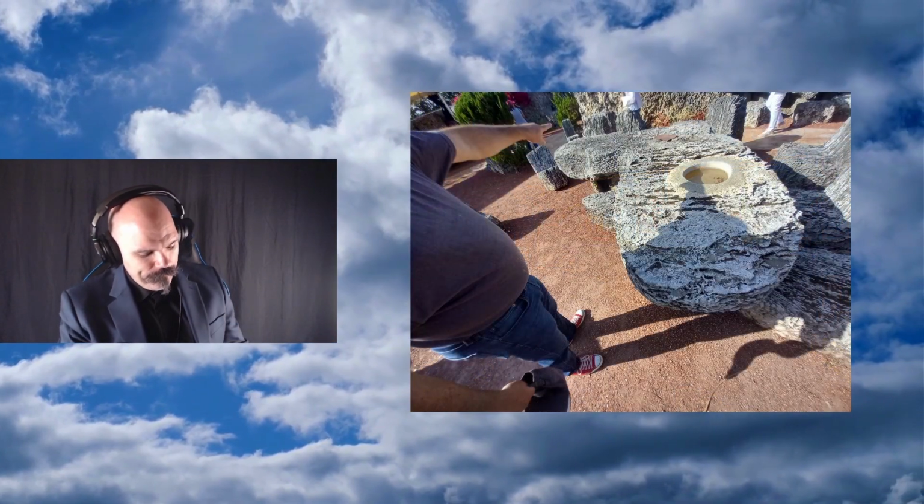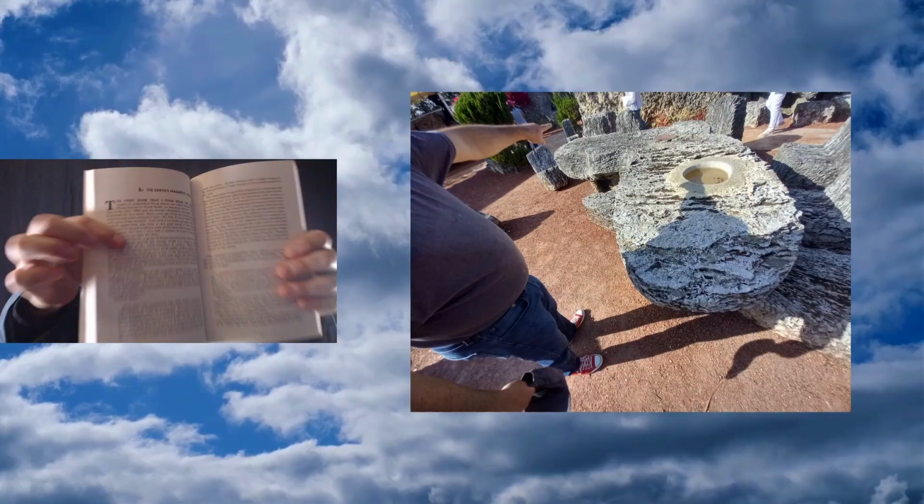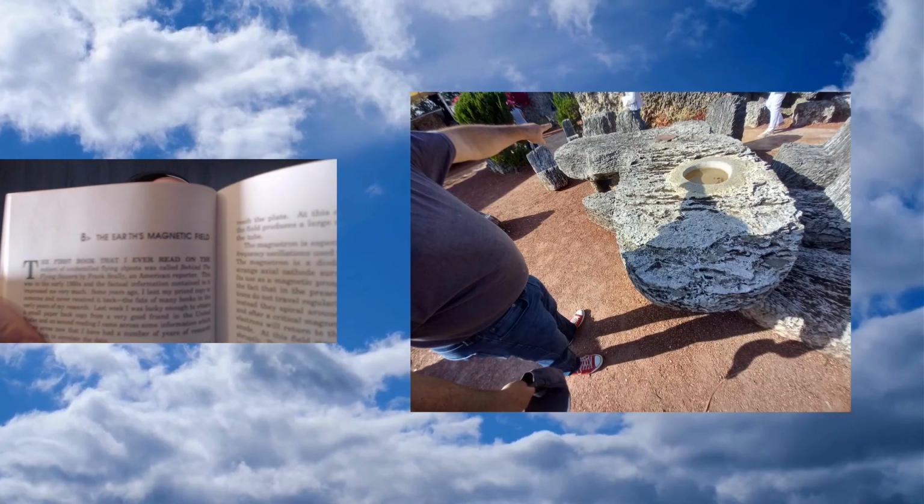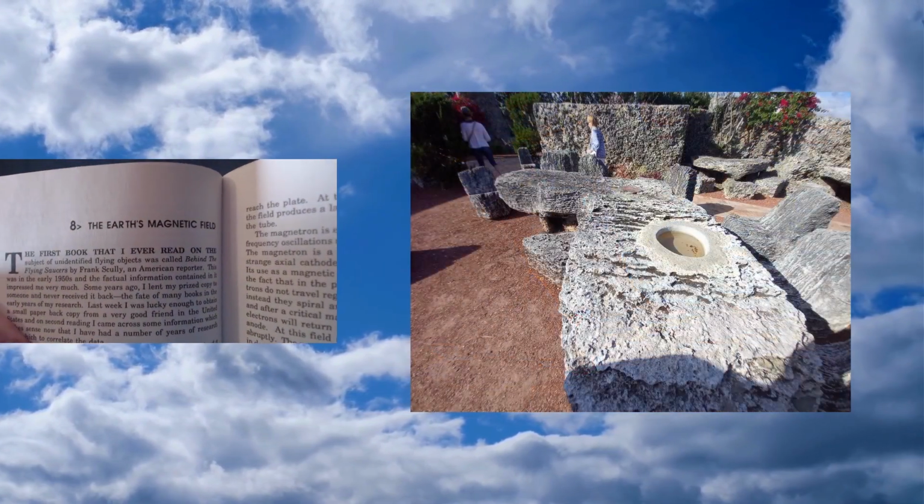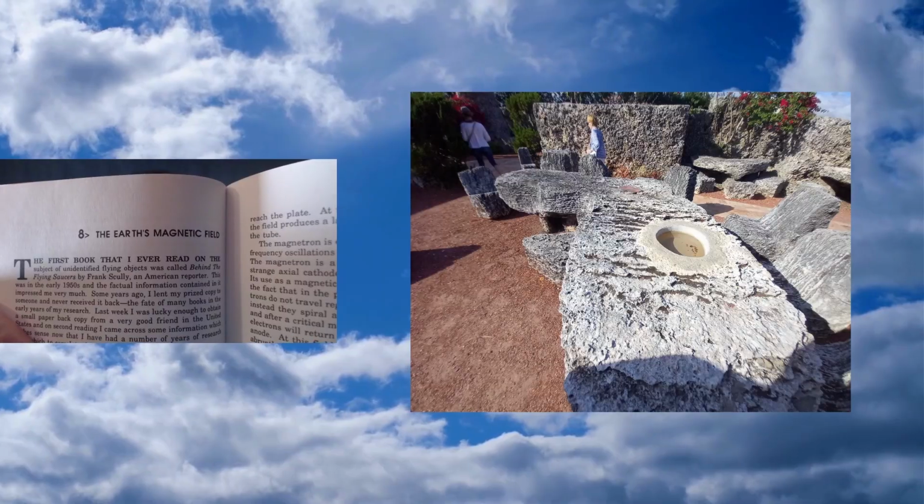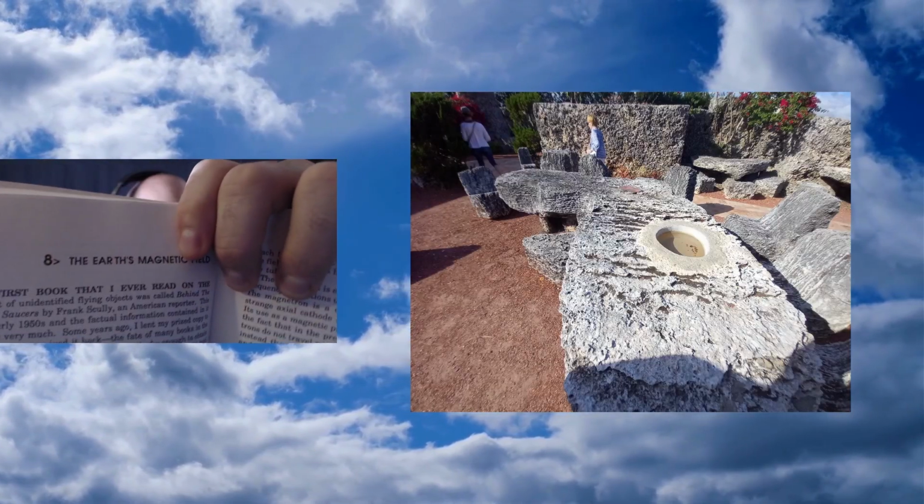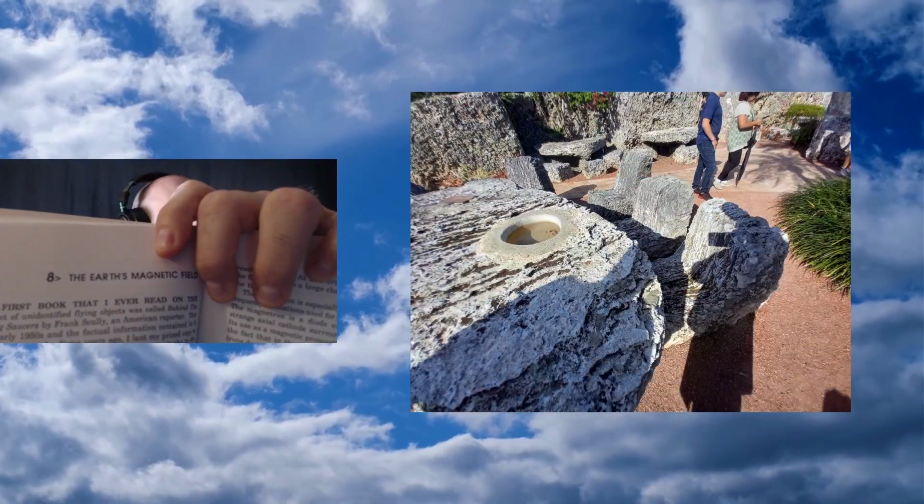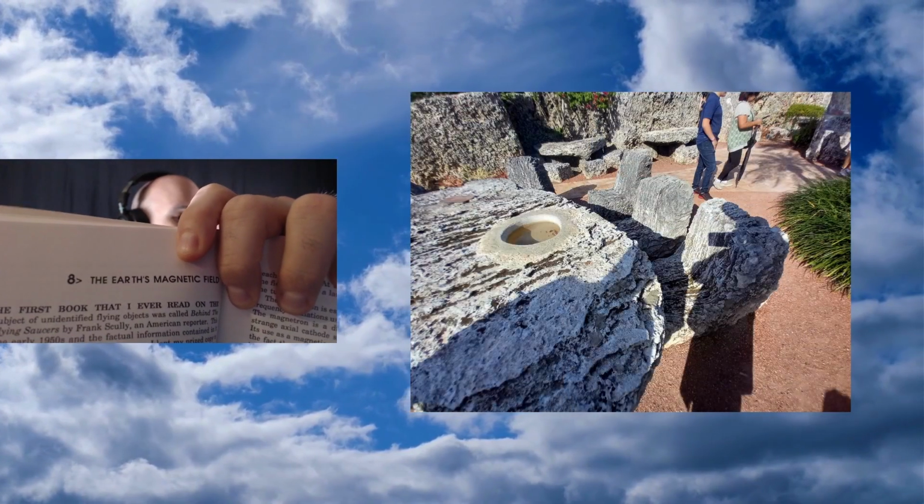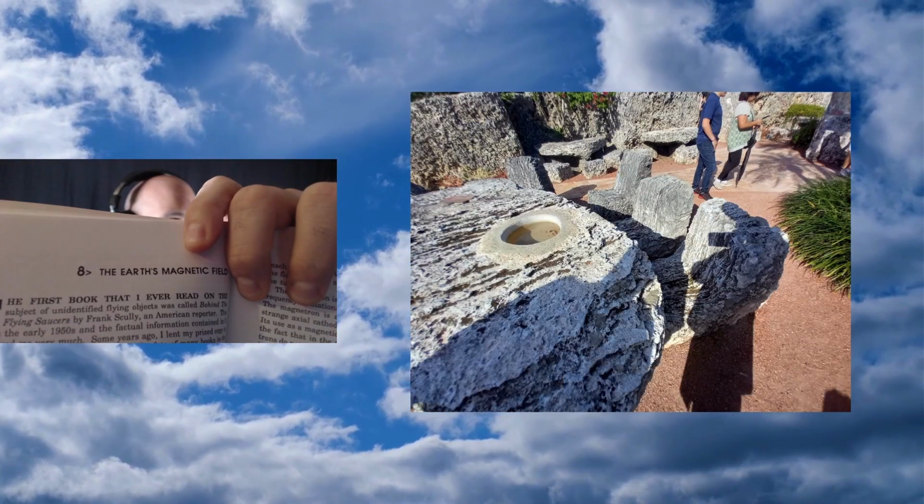So today, we are covering Chapter 8 and Chapter 9. But we're starting here with Chapter 8, which is the Earth's magnetic field.